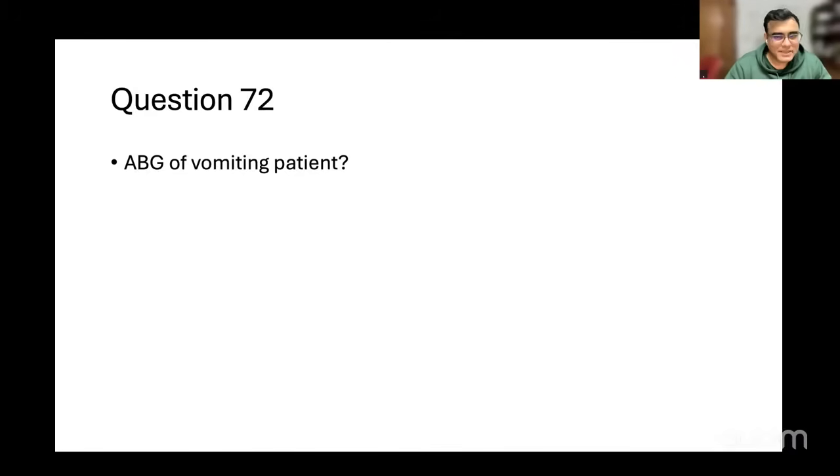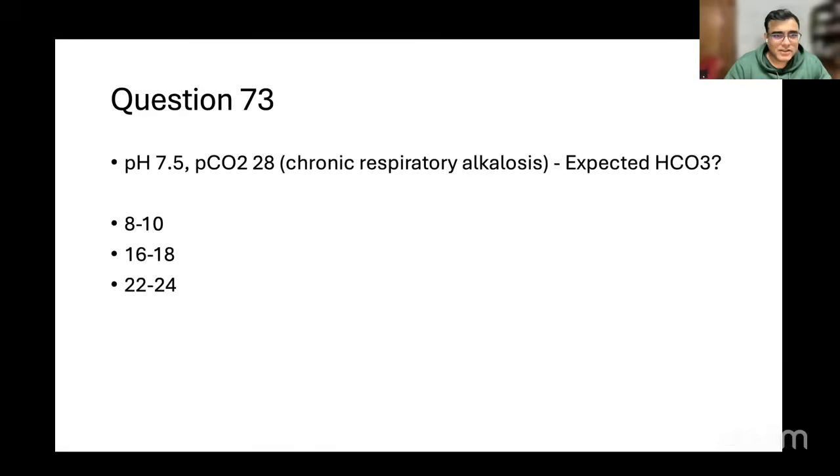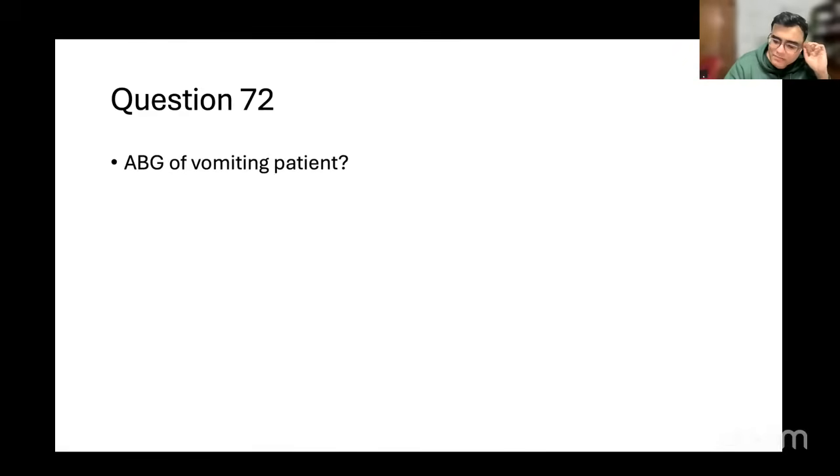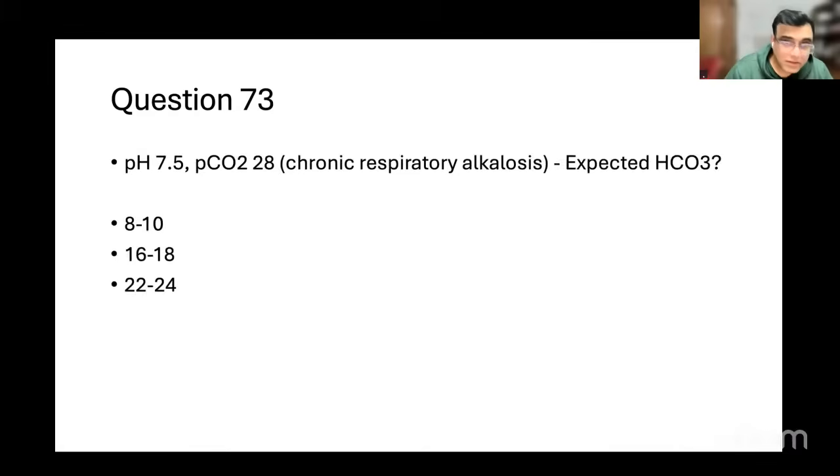So your pH will be high, your PCO2 will be compensated accordingly, will be increased, right? And your potassium will be low, and you will usually have urine chloride low, less than 20, right? So that will be there. I don't know what was the ABG which was given, but for the vomiting patient, that will be the ABG.